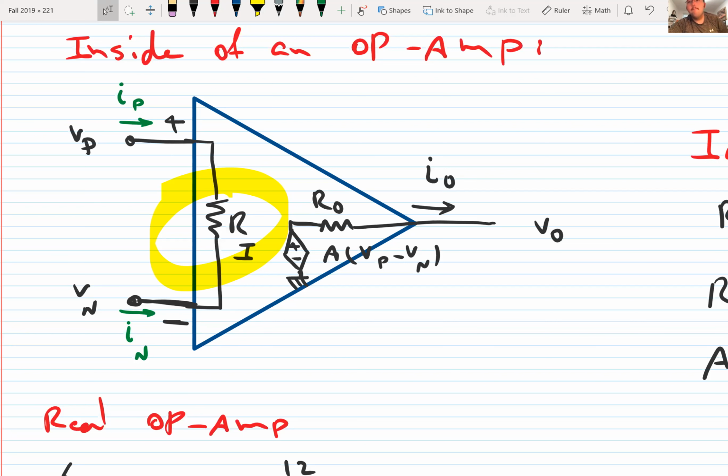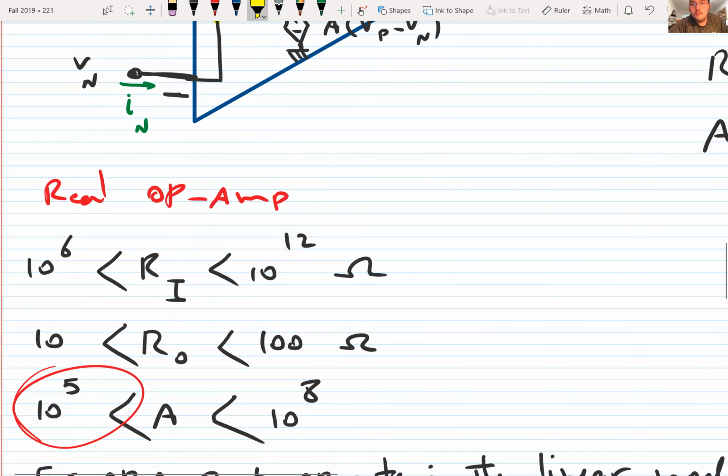Any answer? Okay, no answer? Let me just help you. If IR is infinity, it means an open circuit. If it's an open circuit, what is the current? Now give me the answer. IR, IP and IN are equal to 0. Okay?